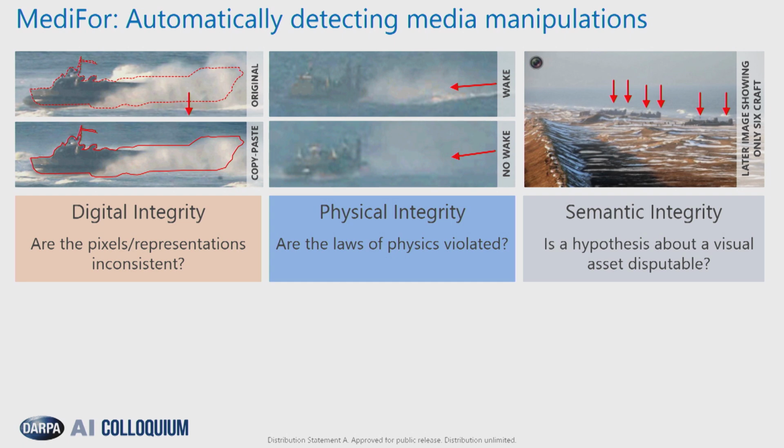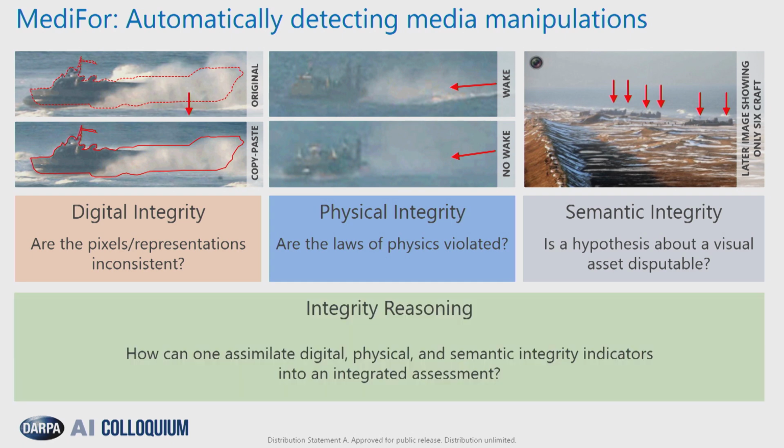And finally, the third level of information is semantic integrity. And that asks the question, is a hypothesis about a visual asset disputable? This is where we can bring to bear outside information. It might be other media assets or other things that we know are true. So for instance, the sun angle example, or we might look at weather for an image that was taken outdoors.